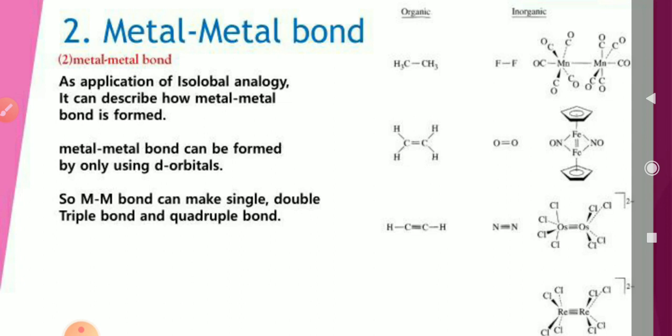You can see that CH3 combined with F, and CH2 combined with O by a double bond. So these are some organic and inorganic examples of metal bonds. Here you can see carbon, fluorine, oxygen, nitrogen, osmium, rhenium, iron, and Mn bonds. These are some examples of metal bonds.